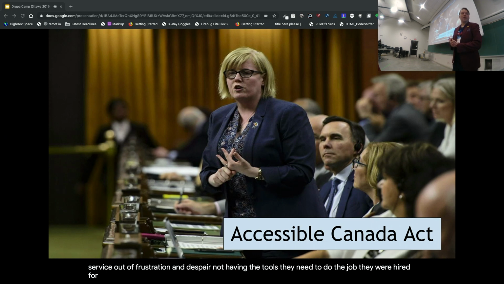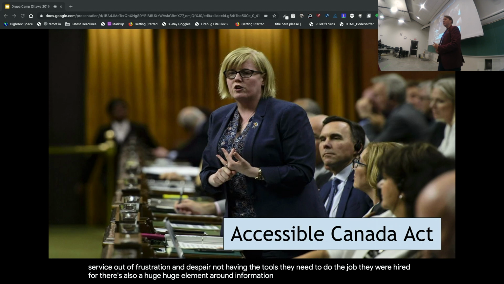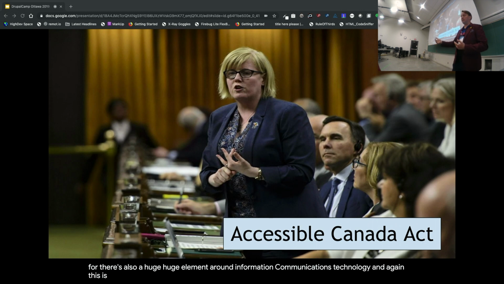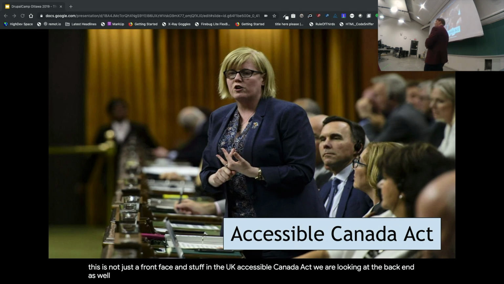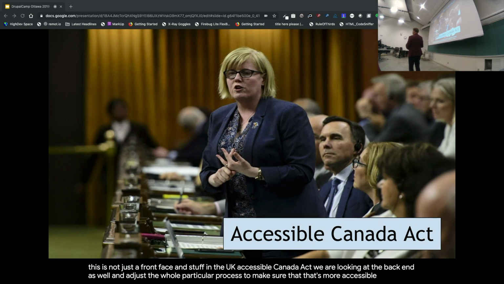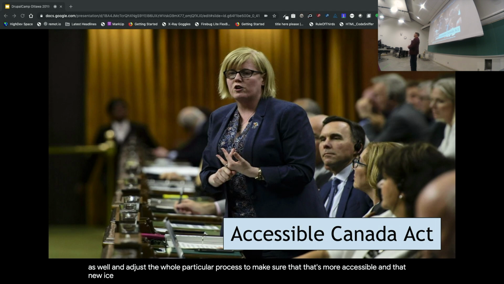There's also a huge element around information and communications technology, and again, this is not just the front-facing stuff. In the Accessible Canada Act, we are looking at the back end as well. And procurement tools as well, so trying to adjust the whole procurement process to make sure that it's more accessible, and that the new ICT that is brought into the government is more accessible, and to really promote that.